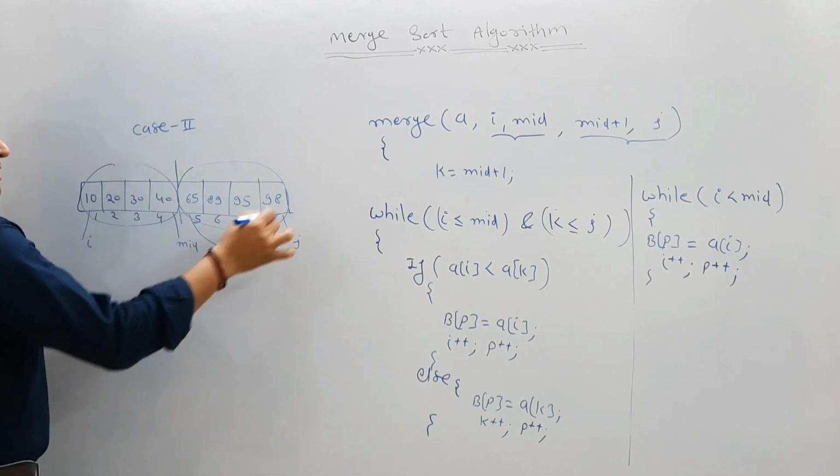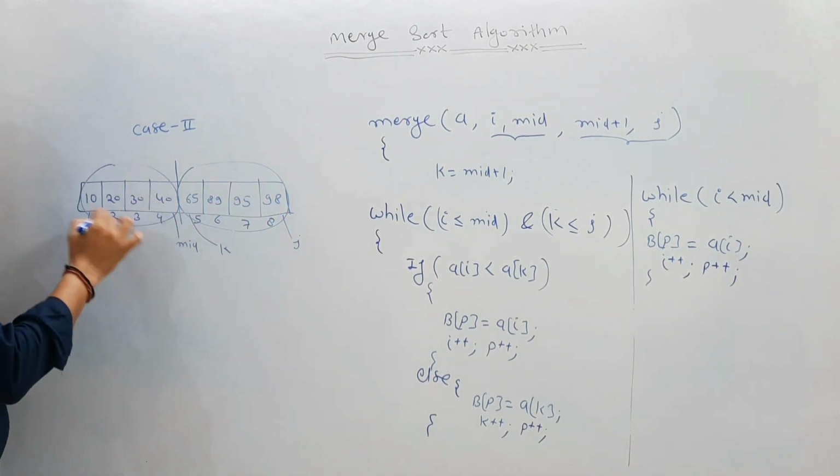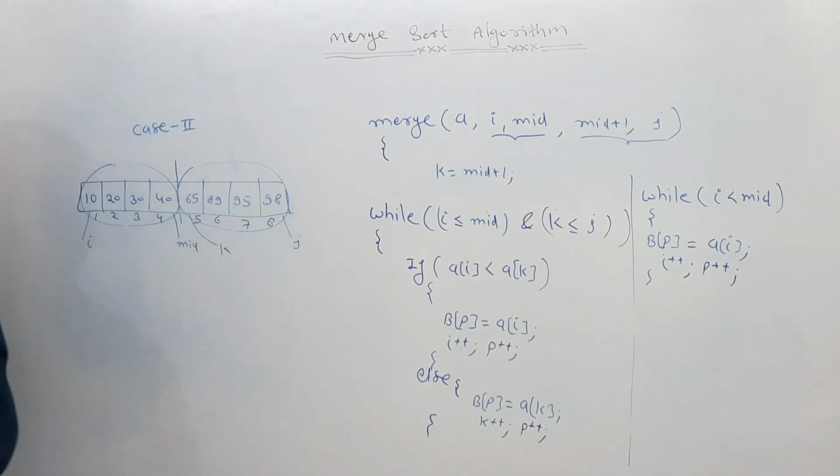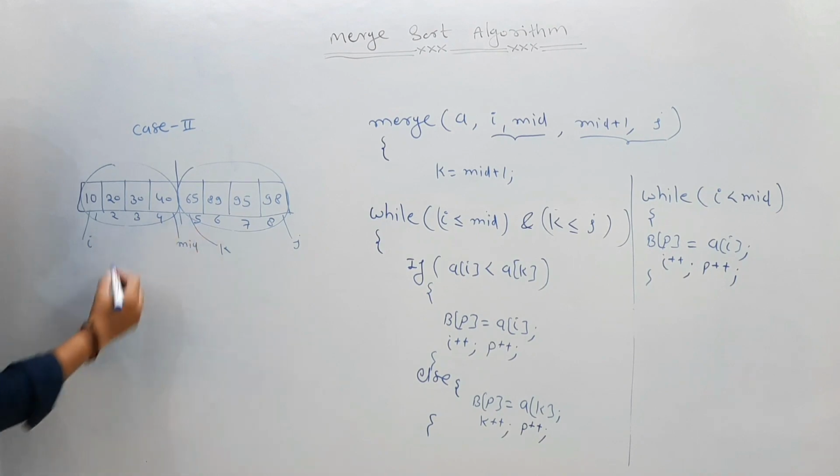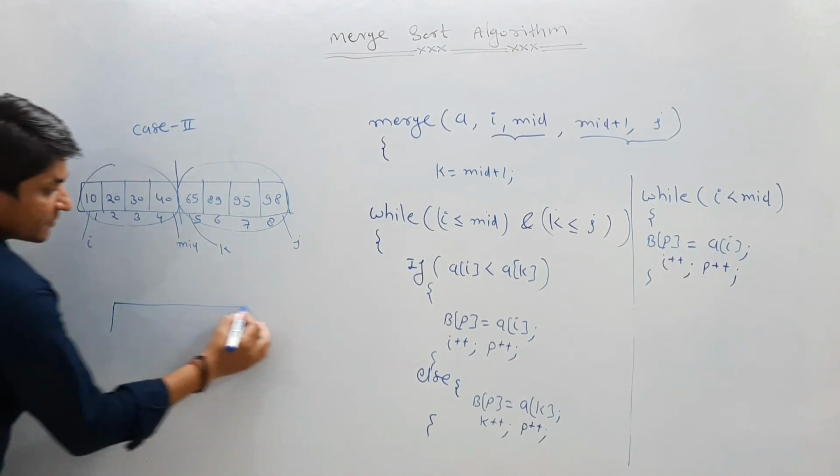So this is the first sorted subarray, and this is the second sorted subarray. Now we need to merge these elements into one common array. So let us take the array of size m plus n. Let me take the array of size m plus n.